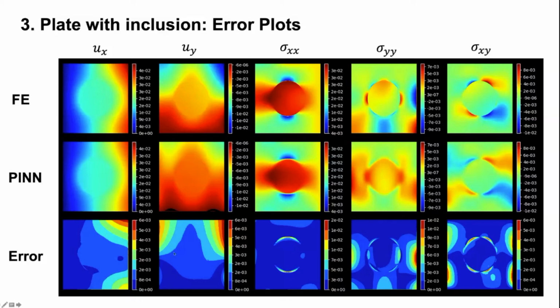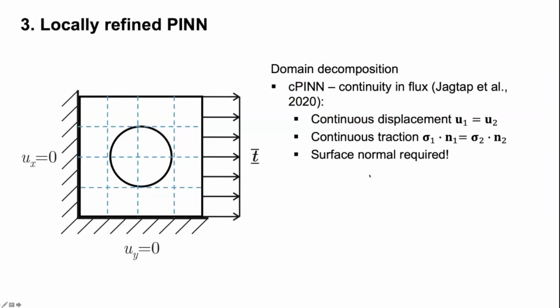The overall error is quite nice, in the range of 1% at maximum, but we can do a better job here on the stress in the y direction, for example. And what we are considering for that is to locally refine these physics-informed neural networks by means of domain decomposition.